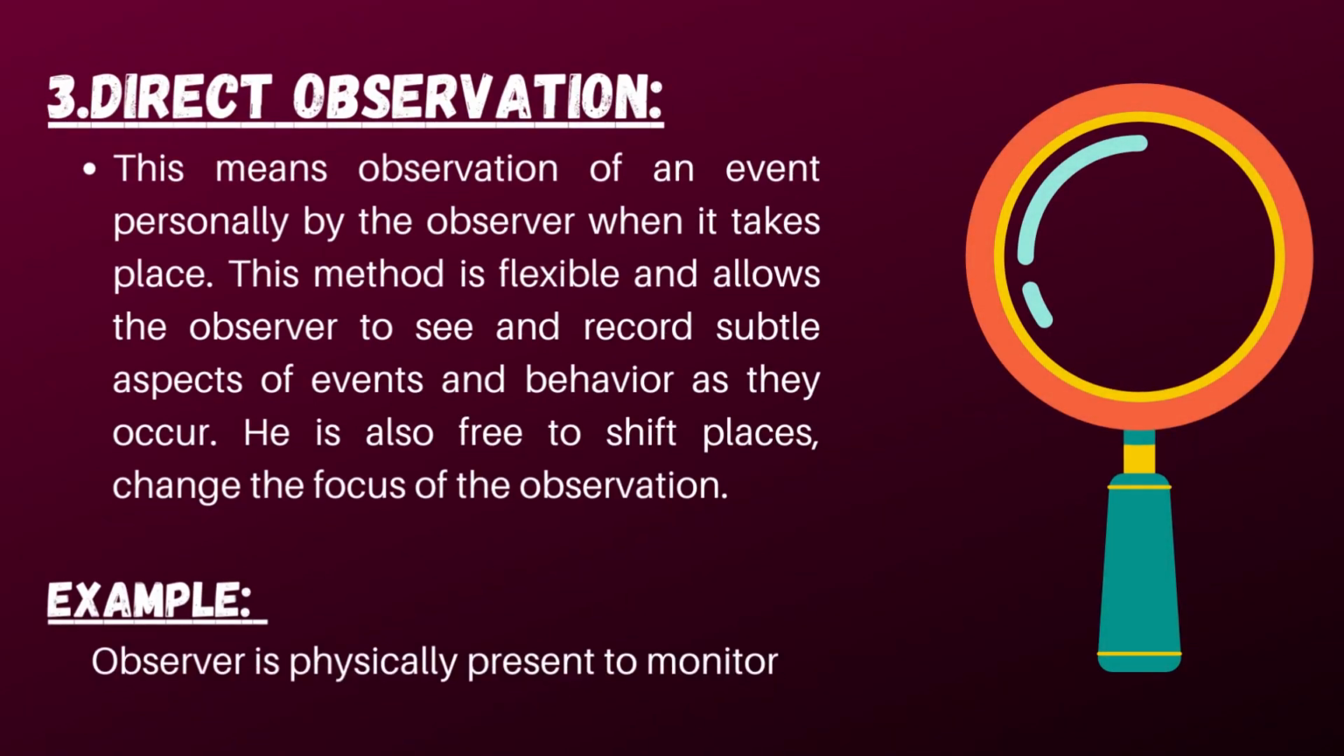Number 3, direct observation. This means observation of an event personally by the observer when it takes place. This method is flexible and allows the observer to see and record subtle aspects of events and behavior as they occur. He is also free to shift places and change the focus of the observation. Example, the observer is physically present to monitor.